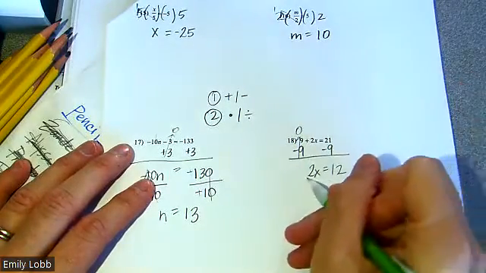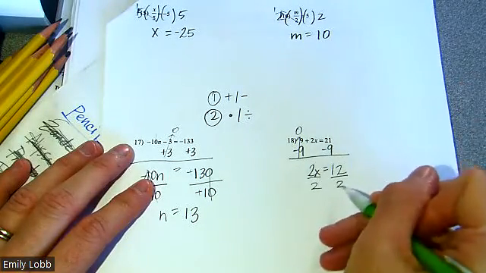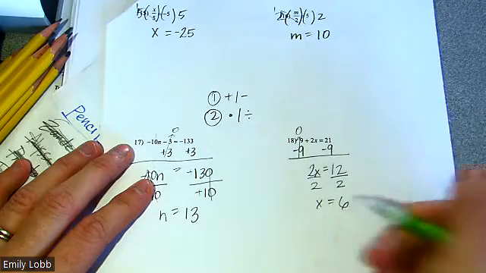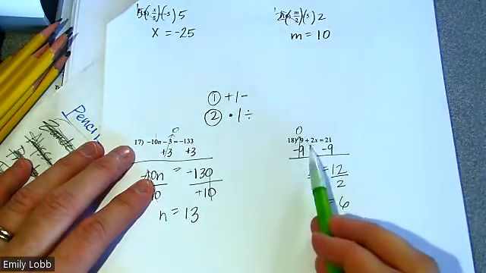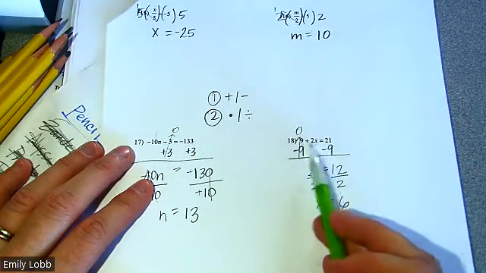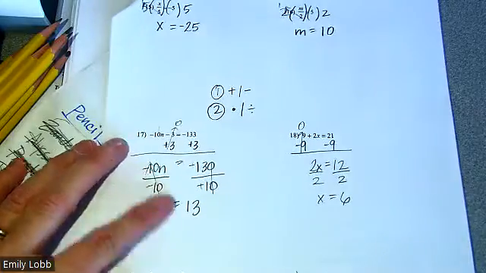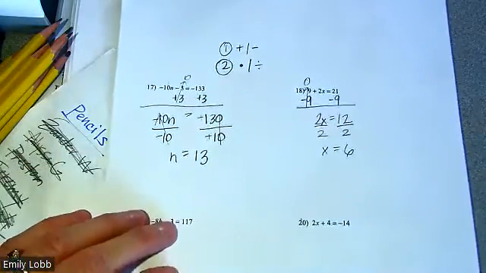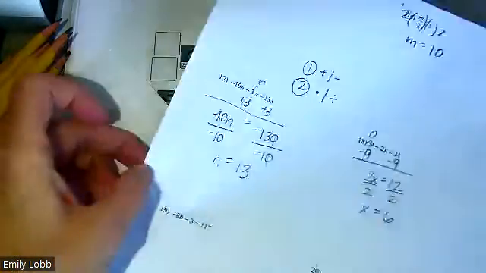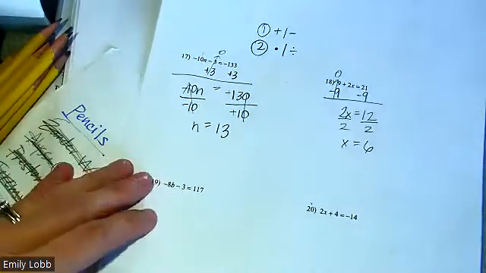Now I have to get rid of my 2, so I'm dividing both sides by 2. X is equal to 6. And then think it through if you need to. 2 times 6 is 12, plus 9 does equal 21. Okay? 2 more on this page.